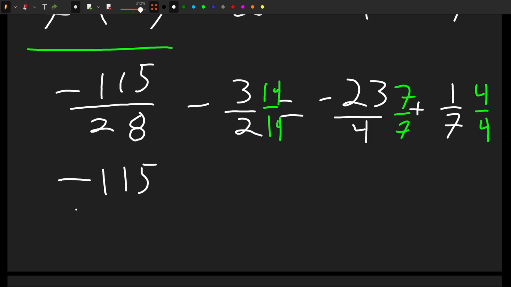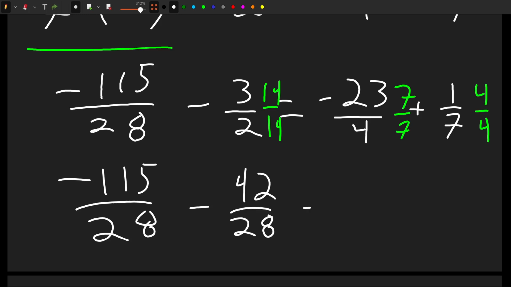I'm going to have negative 115 over 28 minus 3 times 14 is 42 over 28. It's equal to negative 23 over 4 times 7. 23 times 7, I believe, is 90. No, it's not 91. Is it 161? So 20 times 7 is 140. 3 times 7 is 21. So that should be negative 161 over 28. And then I'm just going to add 4 over 28 to that.